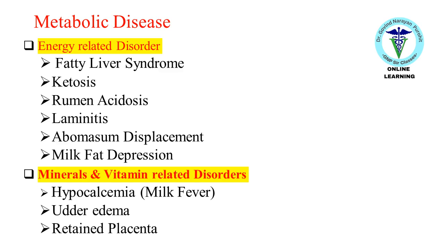Metabolic diseases. Energy-related disorders include fatty liver syndrome, ketosis, rumen acidosis, laminitis, abomasum displacement, milk fat depression. Minerals and vitamin-related disorders include hypocalcemia, milk fever, udder edema, retained placenta.